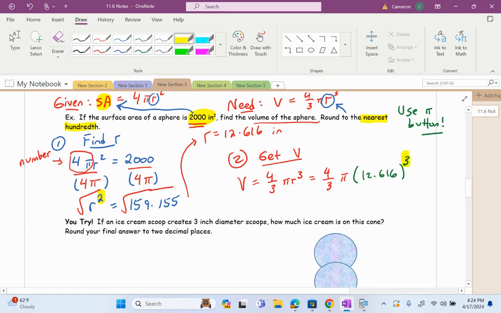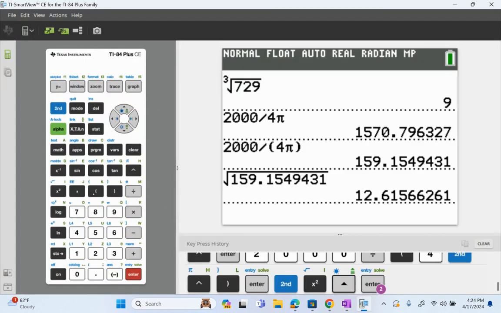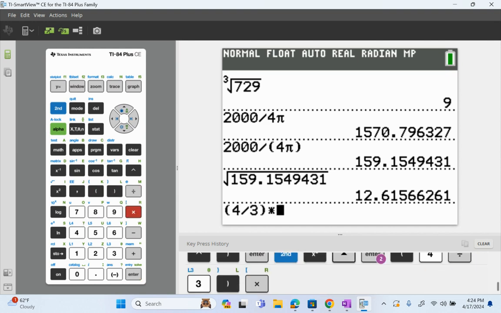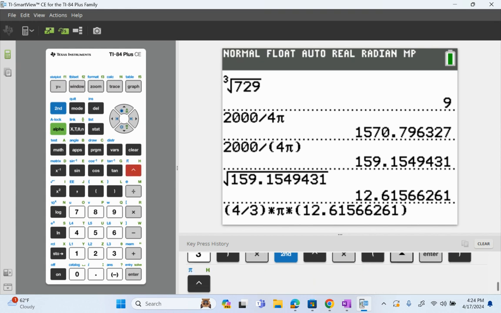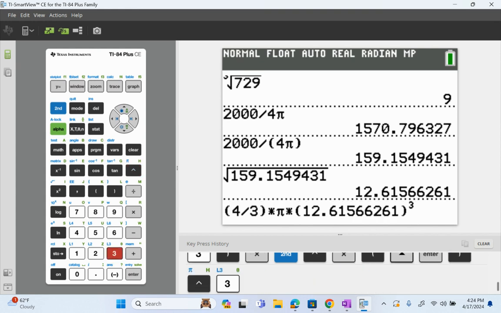Make sure you're doing r cubed. So we're going to have 4/3 in parentheses times pi, second exponent button, times open parentheses, hit the up arrow, grab the decimal, hit enter, or retype it, close parenthesis, hit the exponent button to the power of 3. So pause the video if you need to, and make sure you're typing this in on your own calculator and getting the right answer here.